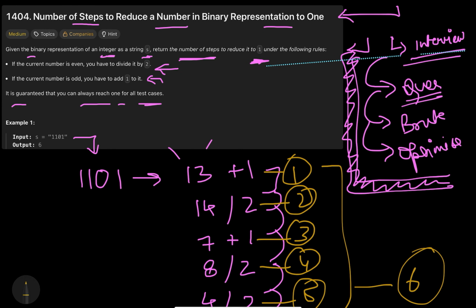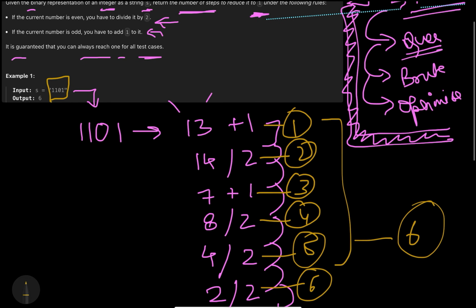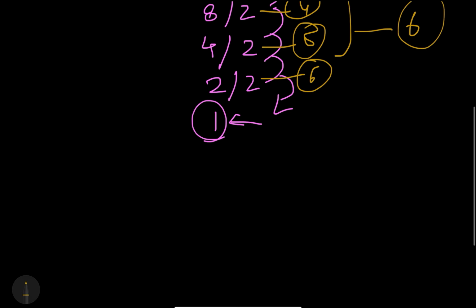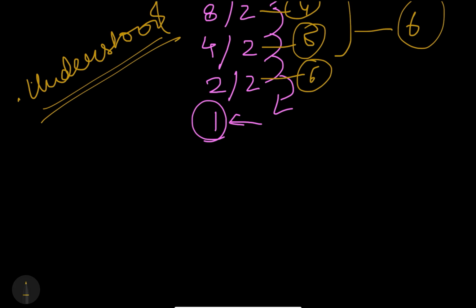Okay, so we understood the question. The question says that we have been given a binary string, and we have to convert it into an integer, because in that integer we'll check if it is odd, we'll add 1. If it is even, we'll divide by 2. Okay, so we understood the problem. That is the first step: understand the problem.